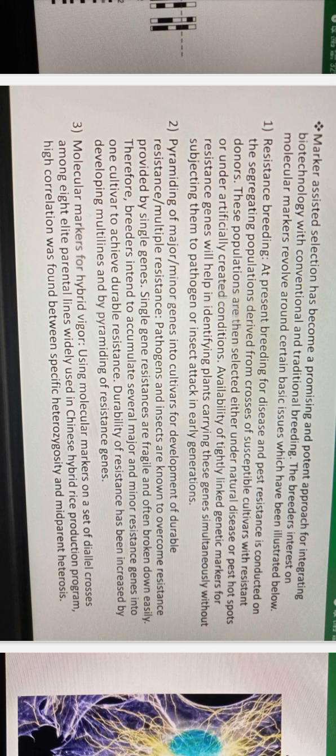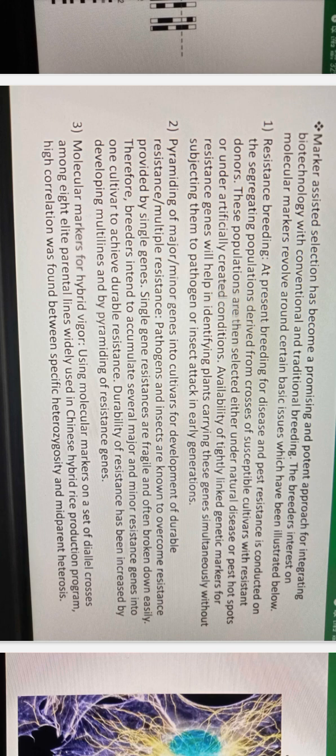Pathogens and insects are known to overcome resistance provided by single genes. Single gene resistances are fragile and often broken down easily. Therefore, breeders intend to accumulate several major and minor resistance genes into one cultivar to achieve durable resistance. Durability of resistance has been increased by developing multilines and by pyramiding of resistance genes.